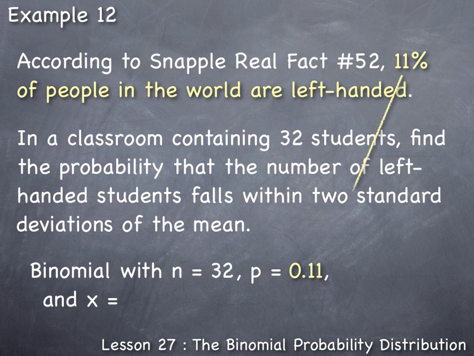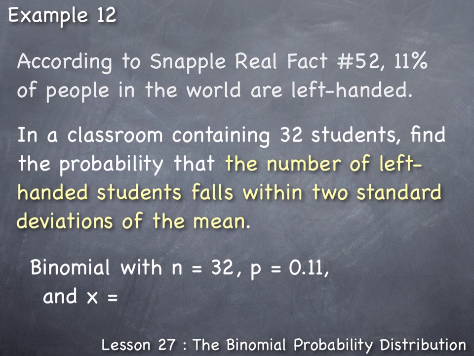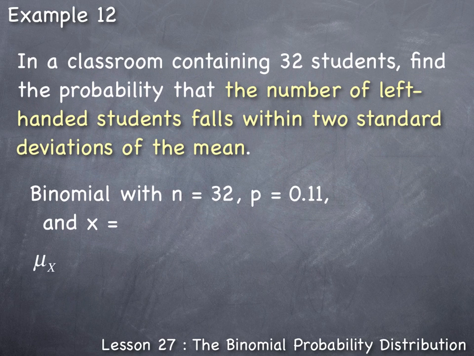The value of the random variable x is based off of the probability question. Here we want to find the probability that the number of left-handed students falls within 2 standard deviations of the mean. So now we have to find what the range is that covers 2 standard deviations from the mean in order to determine what value of the random variable x will fit this probability problem. So to do this, we need to calculate the mean and the standard deviation first. Mu of x is the mean, sigma sub x standard deviation.